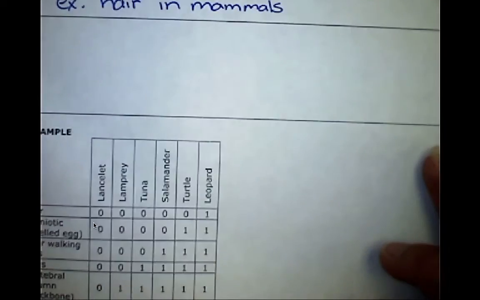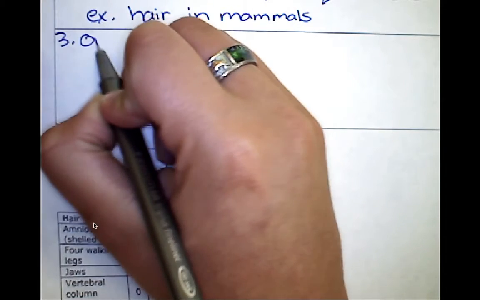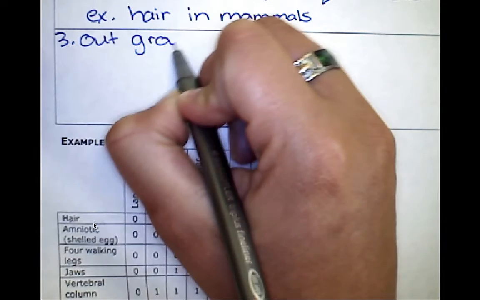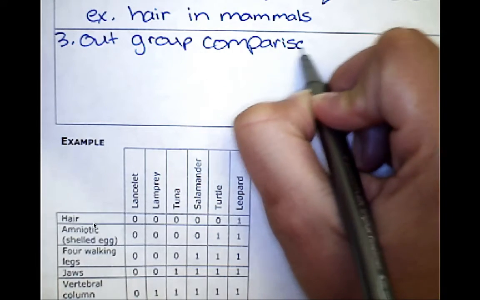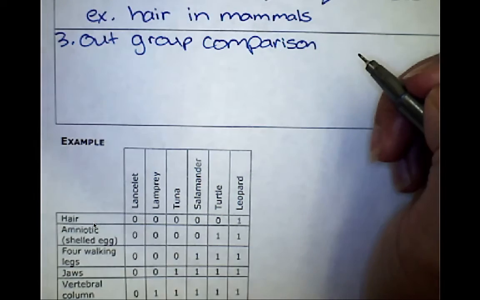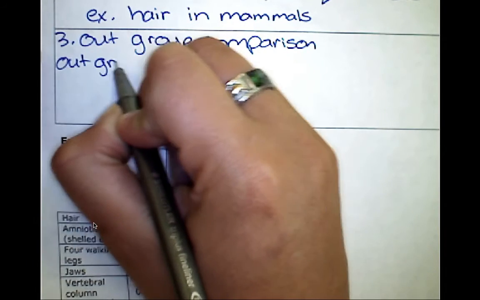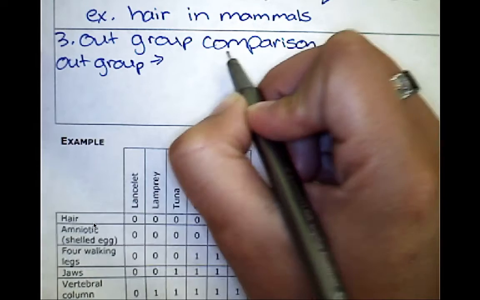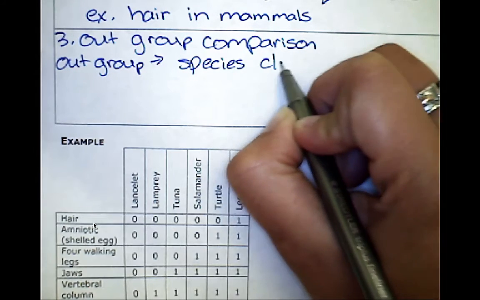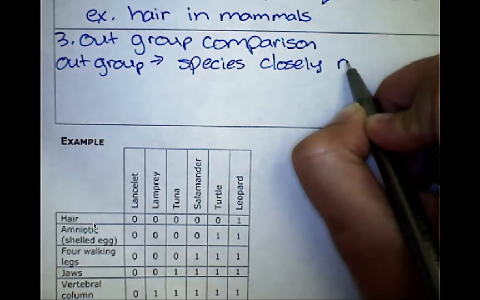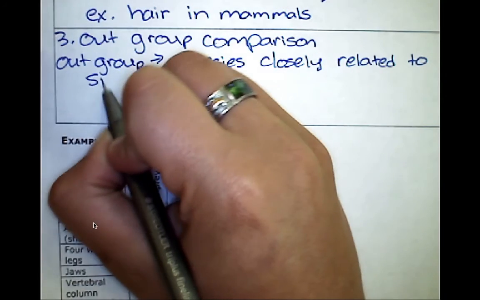And then the last thing we want to do is we kind of want to compare it to everybody else. The outgroup comparison, we call that. Okay, so we're going to compare the outgroup. So an outgroup is species that are closely related, but not quite there, to the species being studied.